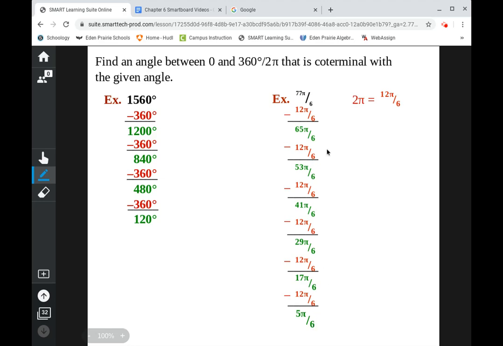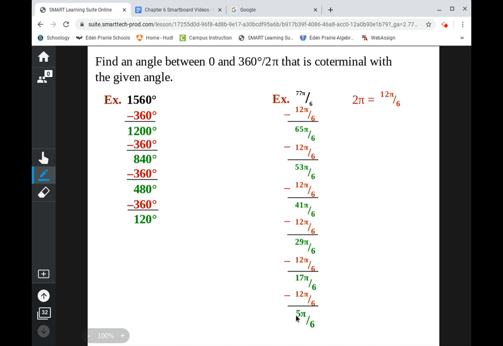A faster way of doing that would be take 12 pi over 6 and take that 12 and double it. Basically, in this time, 1, 2, 3, 4, 5, 6 times. 6 times 12 is 72. Yes, 72 pi over 6. If I took 77 pi over 6 and subtracted 72 pi over 6, I would get 5 pi over 6. Not necessarily faster, but if you can see it that way, do it that way.